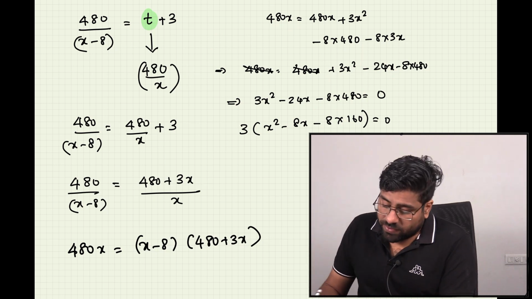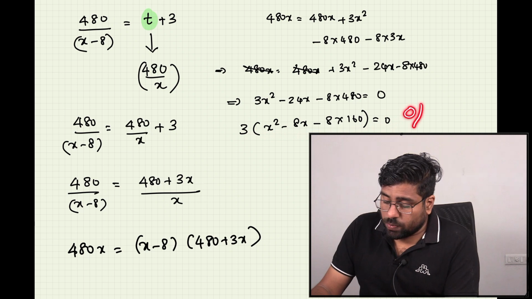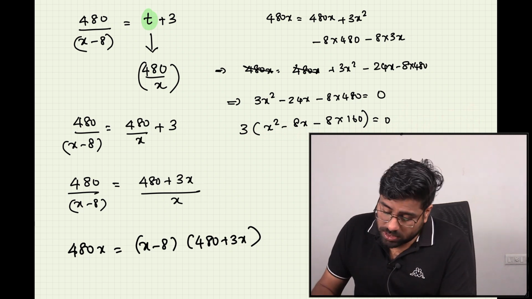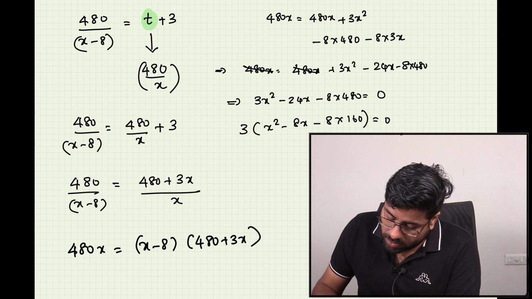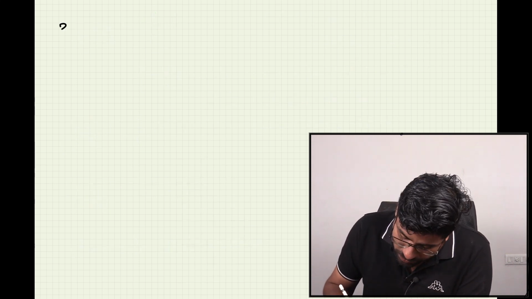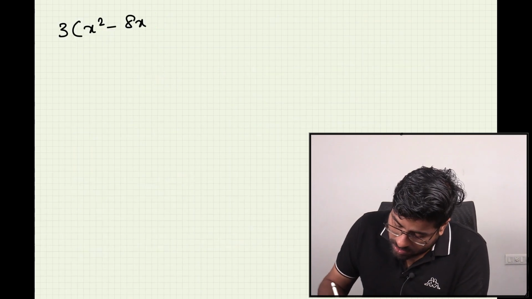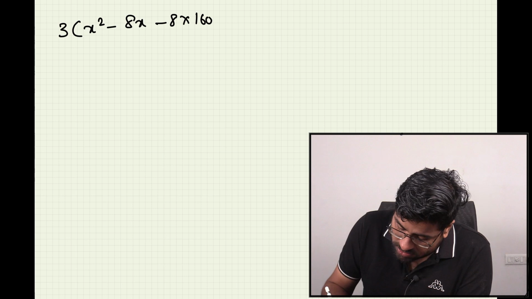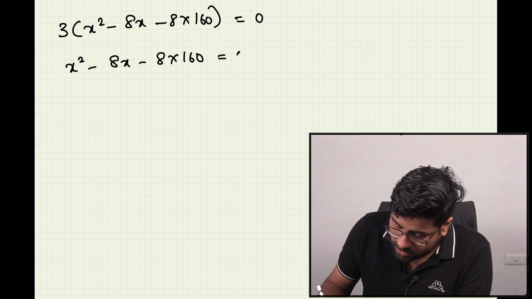Now let's simplify the expression. I'm going to take the 3 to the other side, which is going to make it 0 by 3, which is again equal to 0. Let's write down the next step of the expression, which is going to be 3 into x square minus 8x minus 8 into 160, which is equal to 0. That means that x square minus 8x minus 8 into 160 is equal to 0.